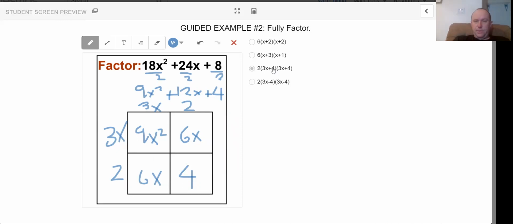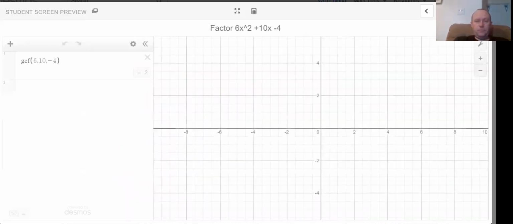So I want 3x plus 2 and 3x plus 2, and I also want 2 as a factor. I'm not quite sure what happened here. I think it's that one, but clearly there's a mistake here, which I'm going to go fix in a second. So this should be 3x plus 2 and 3x plus 2, not 3x plus 4 and 3x plus 4. That was just a little typo on that question there.